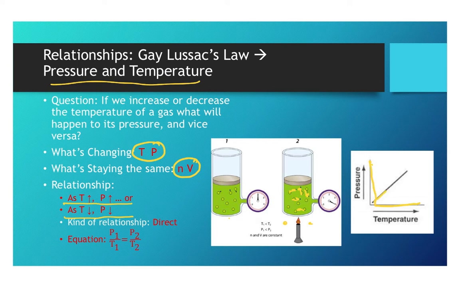If we were to graph that, we would get a nice graph that looks like this, a linear graph, and we call that a direct relationship. Translating that into a mathematical equation, the equation for Gay-Lussac's law is P1 over T1 equals P2 over T2.